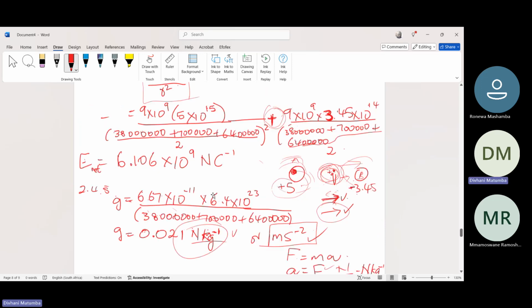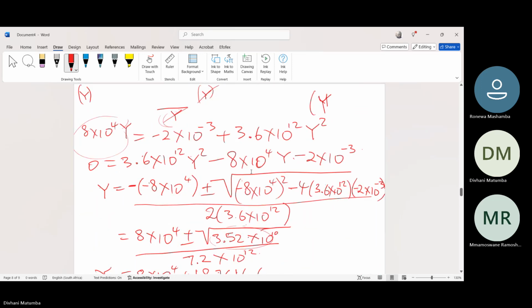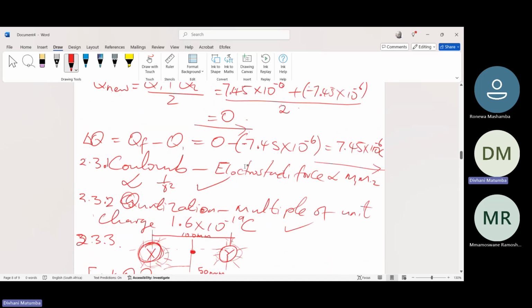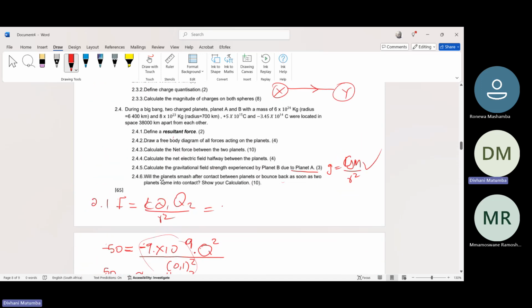The next question says, will the planets mesh after contact between the planets, or bounce back as soon as the two planets come into contact? Show your calculations.